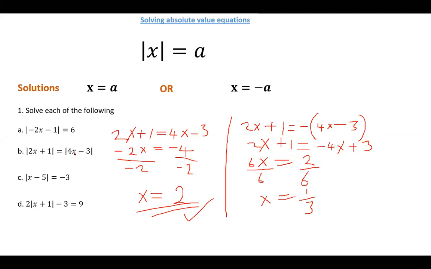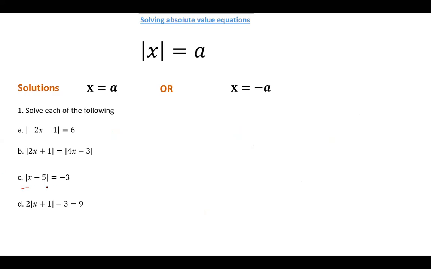You put 1 over 3 where there is x here. You're going to have 4 over 3 minus 3, which gives you 4 minus 9 over 3, which is 5 over 3. I think it's also working. You try to do it on your separate paper and see if it's going to give you the same answer. So I think it's also working. Let's move on to C.